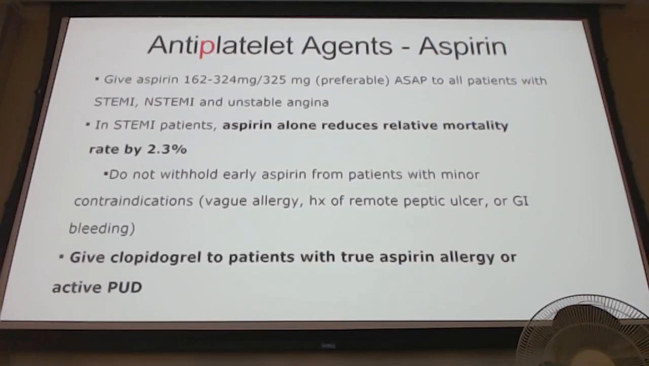Aspirin alone reduces mortality in patients, which is why we give it. We tend to not withhold it, so for anybody that comes in with chest pain, if I have any suspicion of ACS, even if they're young and I know it's not, I still give them aspirin immediately, just for the off chance that they have an acute coronary syndrome. We don't withhold it for minor issues, like they had a peptic ulcer 10 years ago, or a GI bleed a long time ago, or vague allergies to medication, which you will become very familiar with. Everybody thinks they're allergic to everything, and you're like, that's not an allergy. You're like, I had an upset stomach after I took it. Okay, probably took it on an empty stomach or something.